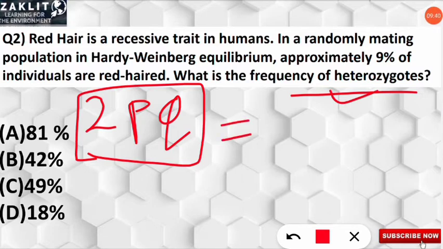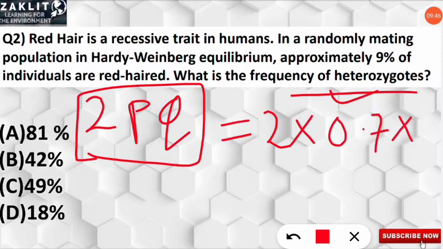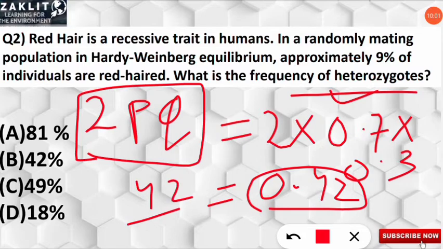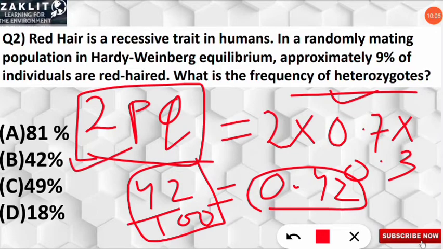So it is simple. We have to multiply 2 into p, which we got as 0.7, and q, which we got as 0.3. So after multiplying all these three, we will get the value of 2pq is equal to 0.42, or the frequency of the heterozygotes, if we convert it into a percentage, it will be 42 by 100. That means it is 42 percent. Option B will be the correct option. You all will get the marks.